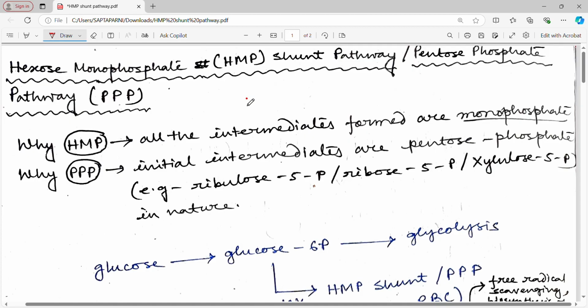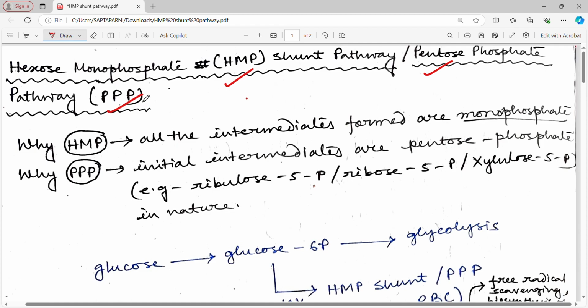So in today's video we are going to discuss the Hexose Monophosphate Shunt pathway or HMP shunt pathway, which is also known as Pentose Phosphate pathway or PPP. This video is going to be useful for all the NEET aspirants, NET aspirants and UG and PG students of biochemistry, zoology, etc.